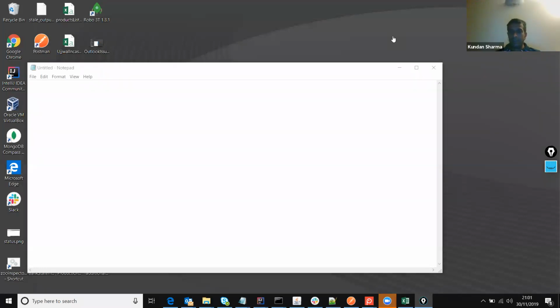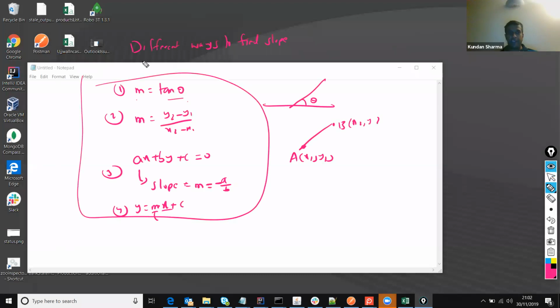Good. So what I said was there are different ways to find out the slope of a line. If you know the angle made by the line with the x-axis, then m is equal to tan theta is called the slope of the line. How do you find out tan theta? In a right angle triangle, the biggest angle is 90 degrees, and the side opposite to the biggest angle is called the hypotenuse. The angle made by the hypotenuse with the x-axis is called theta, this is called perpendicular, this is called base, then tan theta is perpendicular divided by base.